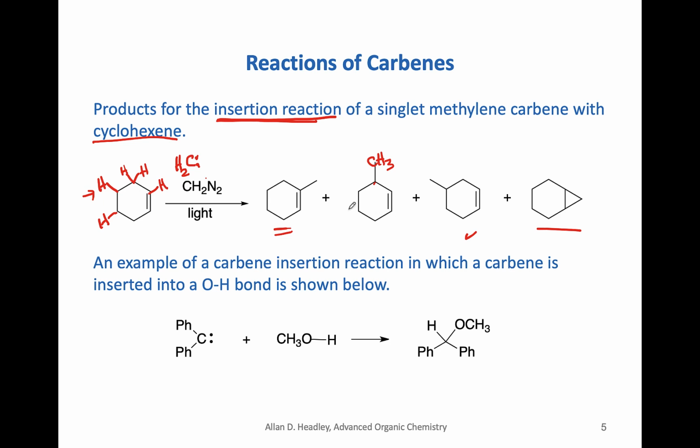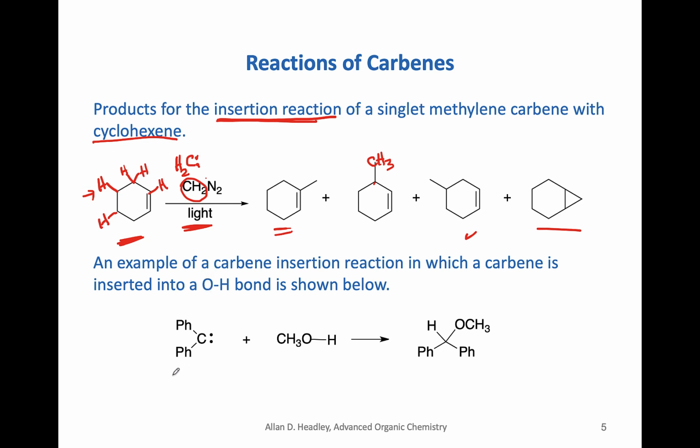So again, you should be able to look at a potential reactant such as this, the carbene that's generated, and see the possible products. Notice light again is used to generate the carbene from that diazo compound.